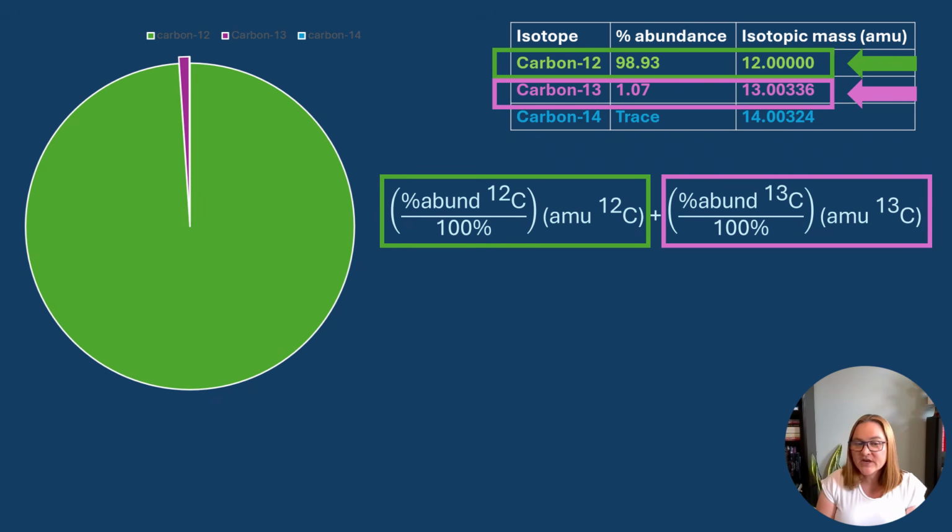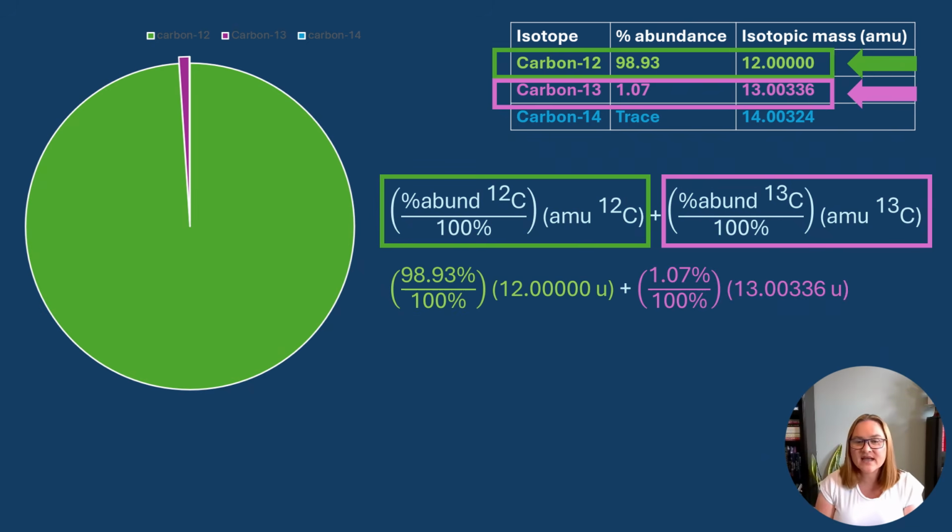Once you know you're good to go, replace the abundance variables with their actual values and replace the atomic masses with their actual values. The first term in our equation equates to the green portion of the chart. It should be a much larger value than the second term since the green portion of the pie chart is much larger than the purple portion of the pie chart.